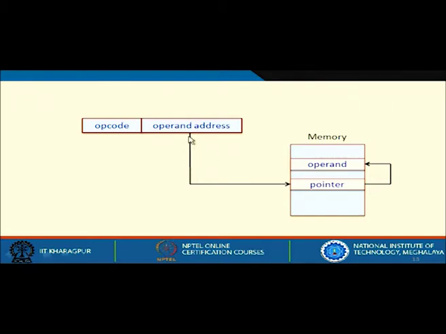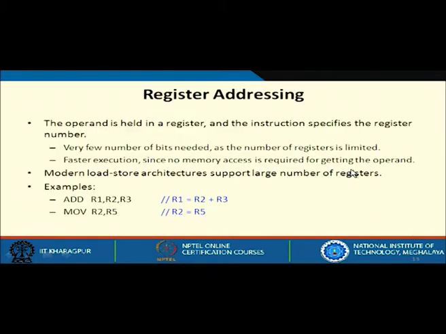So, this is the operand address. First, this is a pointer as I explained, and then from there you go to another address which will give you the exact operand. Moving on with register addressing. Register addressing is again straightforward.